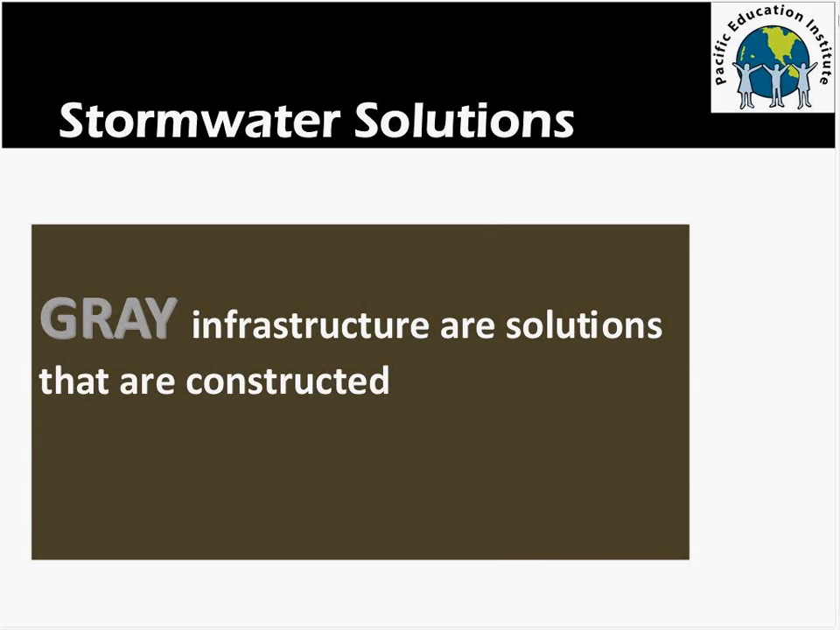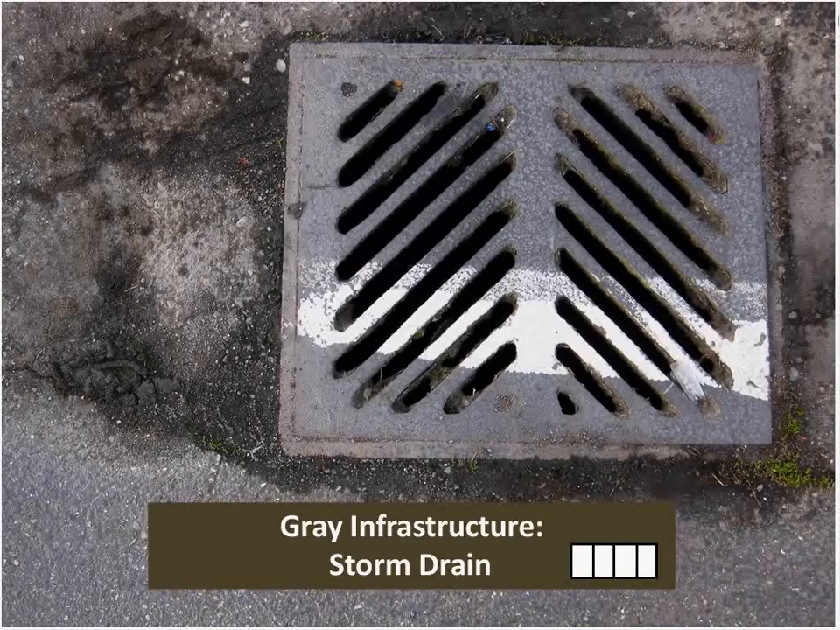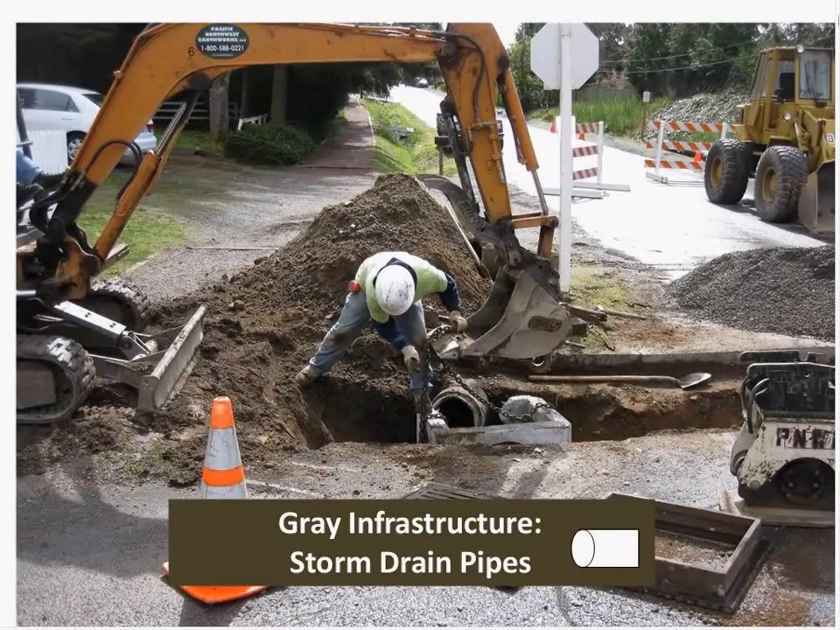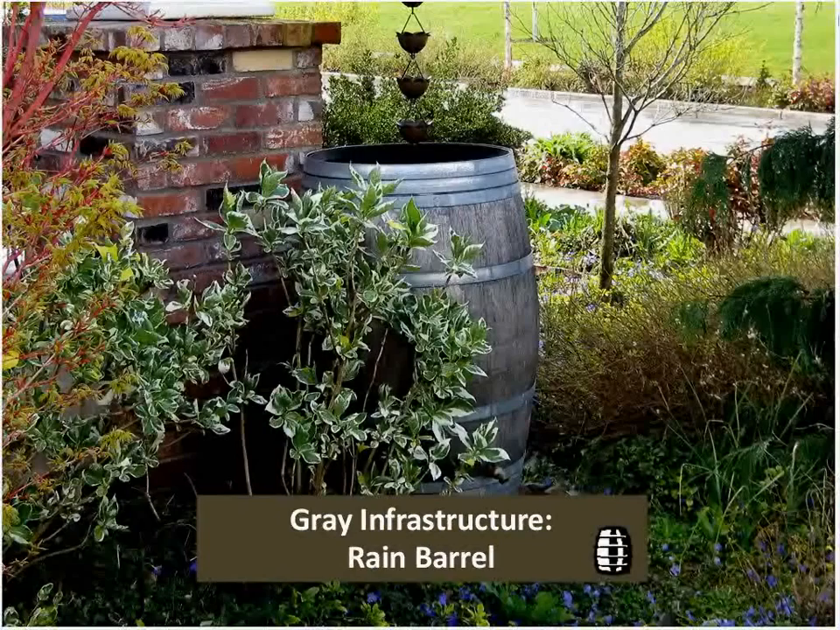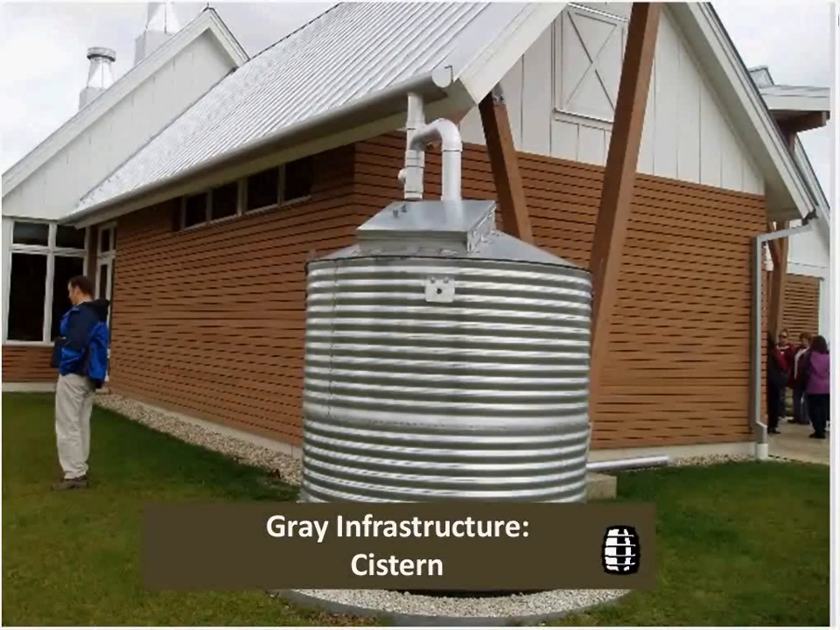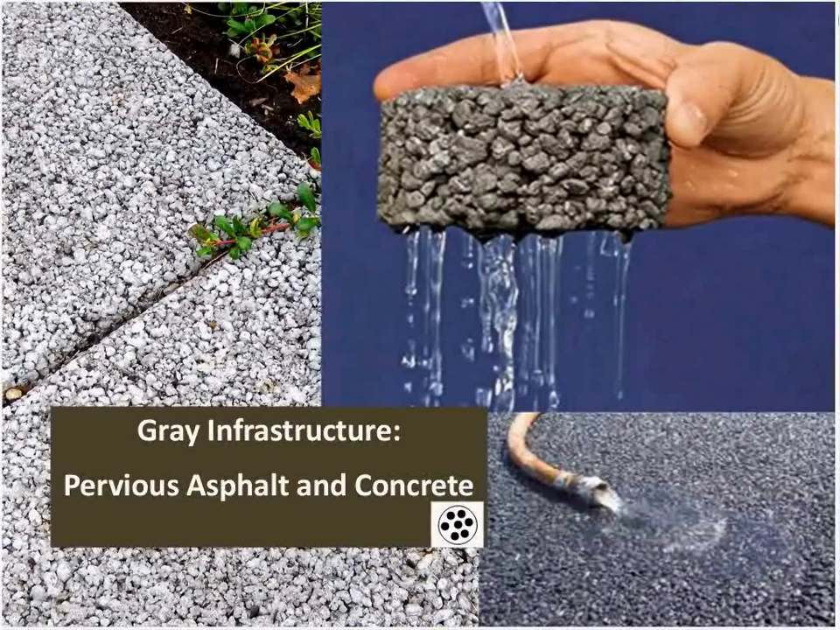There are also gray solutions, and these are solutions that are constructed. Typical, everyone knows a storm drain that takes our water away, and the pipes that are connected to it. Sometimes these pipes go to combined sewers, sometimes they go to French drains, so sometimes they use both. Using a downspout to get water away from buildings and to more permeable soils. Rain barrels and cisterns for larger rooftops. And then there's also pervious asphalt and concrete. WSU, Washington State University here, is doing a lot of research about pervious asphalt and concrete.